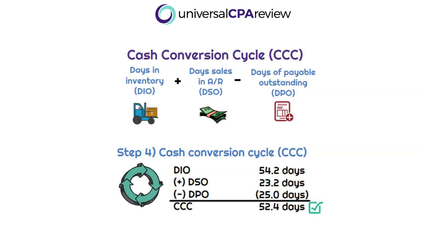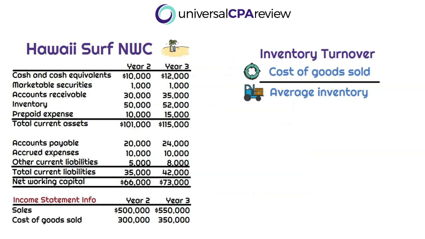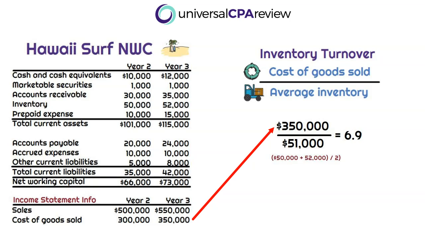The inventory turnover ratio is the first turnover ratio we'll talk about. So on the numerator, it's cost of goods sold, and then on the denominator, it's going to be average inventory, which again is just the average between the beginning balance and the ending balance. So going to our Hawaii Surf balance sheet, it's now late into the night. Well, for the numerator, we would have cost of goods sold of $350,000 for year 3. And then for the denominator, it's the average between the year 2 ending balance, which becomes the year 3 beginning balance of $50,000, and the ending balance for year 3 of $52,000. That averages out to $51,000.